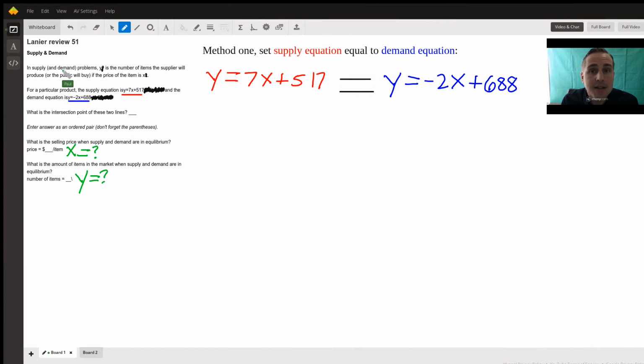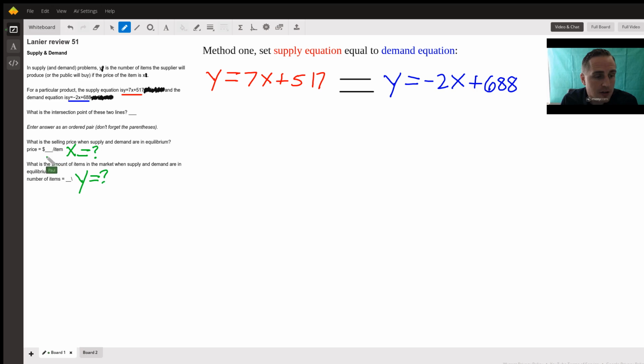In supply and demand problems, Y is the number of items the supplier will produce or the public will buy if the price of the item is X. For a particular product, the supply equation is Y equals 7X plus 517, and the demand equation is Y equals negative 2X plus 688. What is the intersection point of these two lines?